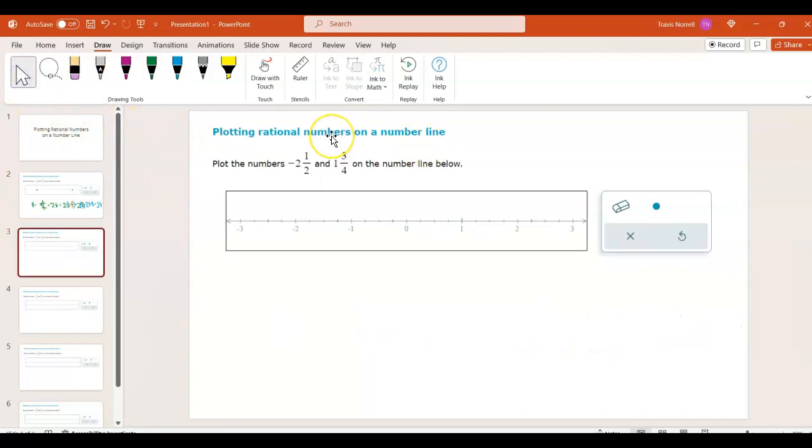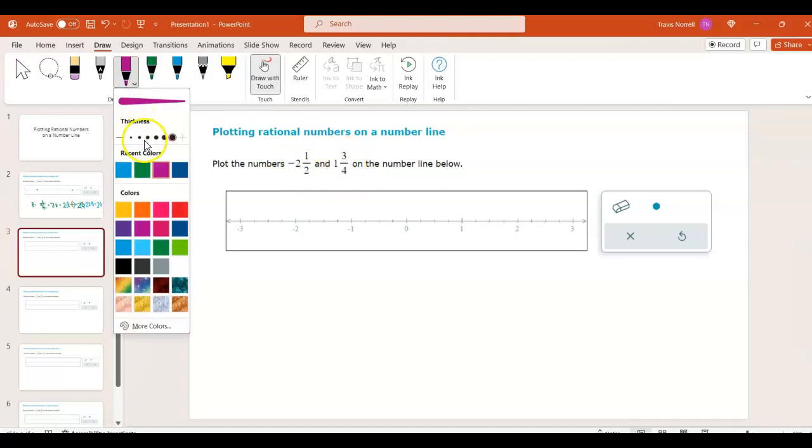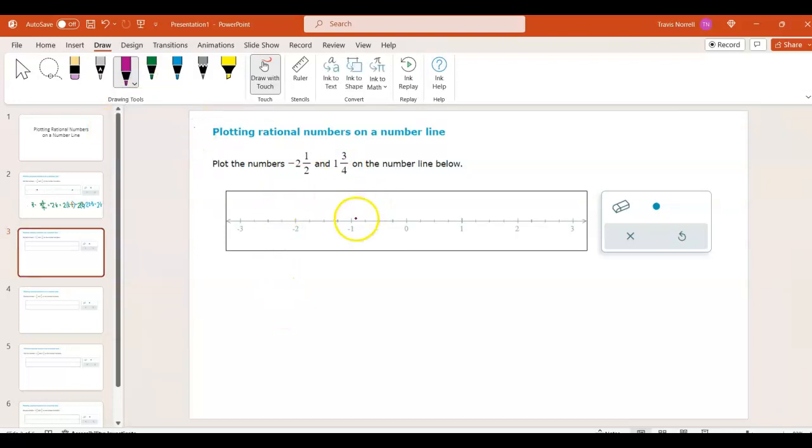Alright, so let's try another one. If you want to pause the video and try this one on your own, try to go in the negative direction 2 1/2 and in the positive direction 3 1/4. Alright, if I'm going to go negative 2 1/2, obviously you can probably see that here is negative 2, so negative 2 1/2 is going to be in this area here.